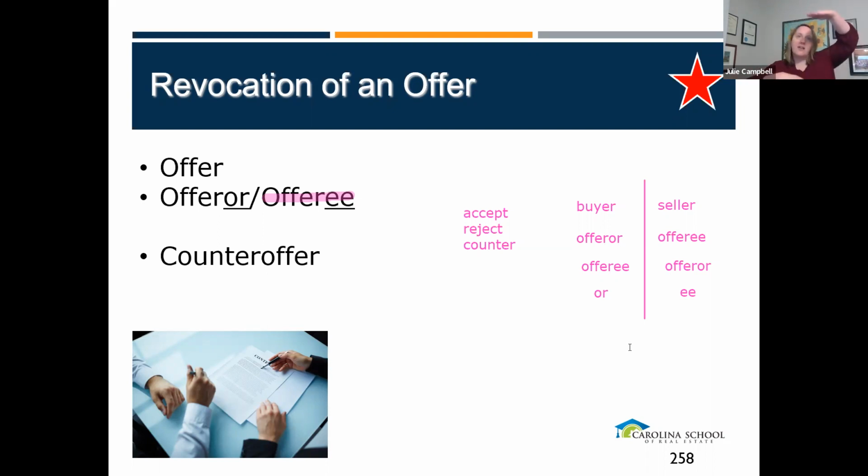Hopefully, sellers start up here, right? They want a higher purchase price. Buyers start down here, right? Hopefully each counter gets us a little closer and a little closer together until we're together.